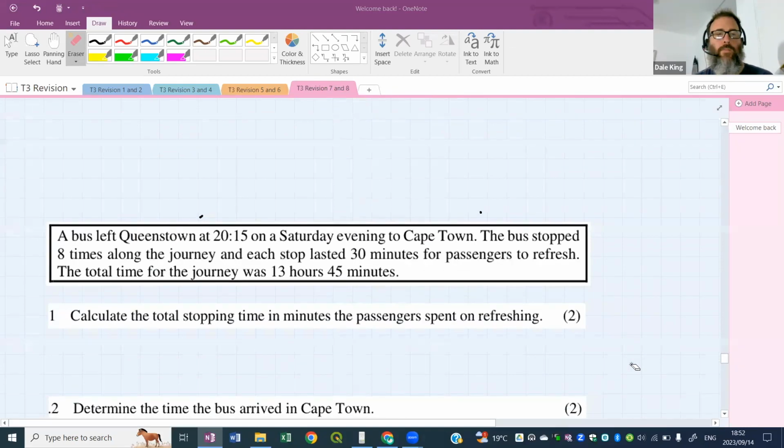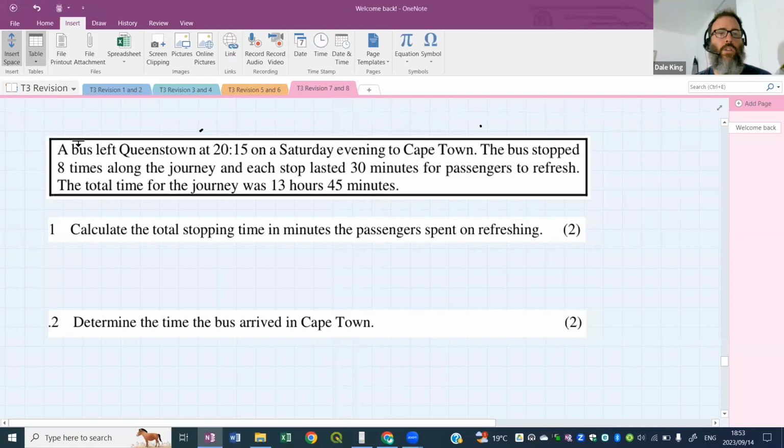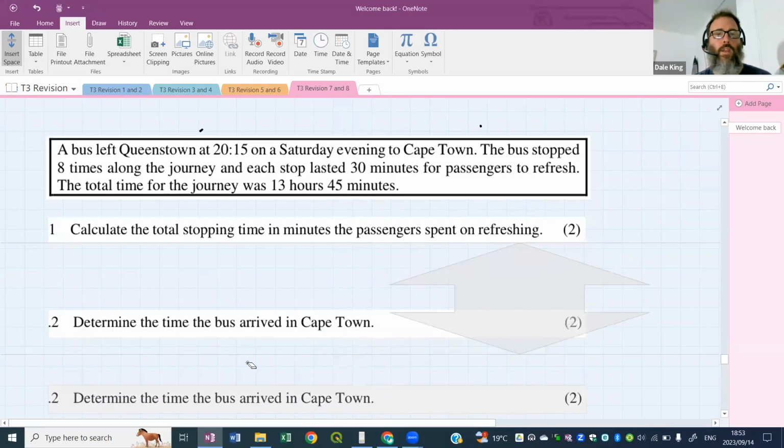Oh, a bus left Queenstown. Awesome, we can practice this time button even more. A bus left Queenstown at 8:15 on a Saturday evening to Cape Town. The bus stopped 8 times along the journey, and each stop lasted 30 minutes for passengers to refresh. The total time for the journey was 13 hours and 45 minutes. Calculate the total stopping time in minutes the passengers spent refreshing. So calculate the total stopping time in minutes.